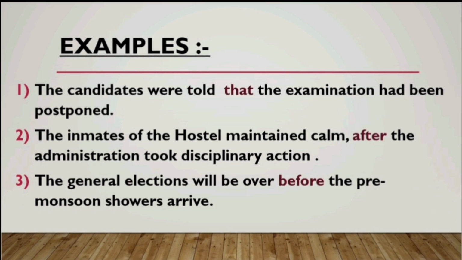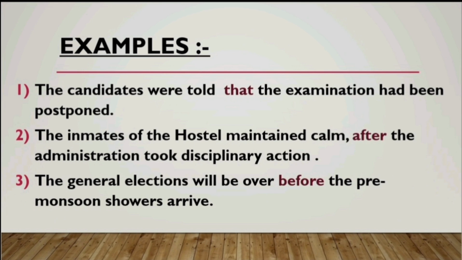Let's have a look at some examples of complex sentences. The first example is: The candidates were told that the examination had been postponed. Two clauses: "the candidates were told," but what they were told, it is an incomplete sentence, so therefore that's a dependent clause. "The examination had been postponed" is complete information, so therefore it is joined by a subordinating conjunction, that.